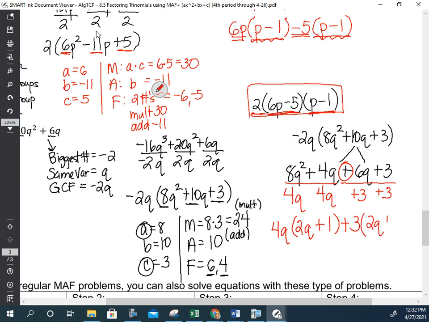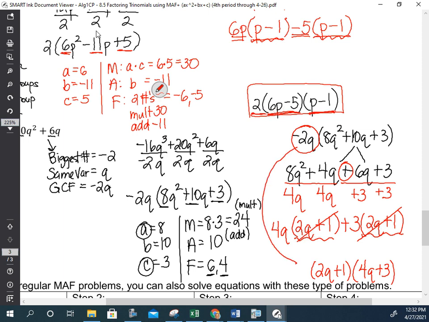2Q plus 1. Look at that, parentheses match. That lets you know you did it correctly. Take the parentheses out. Take the other two parts out. And there's negative 2Q, which you started with. It comes back down.